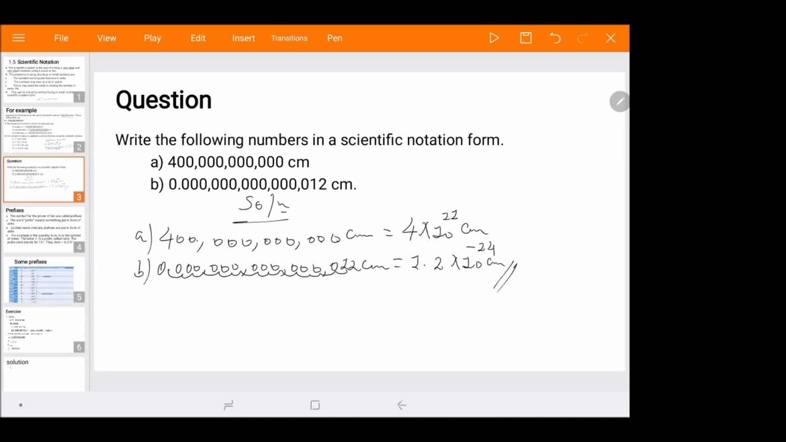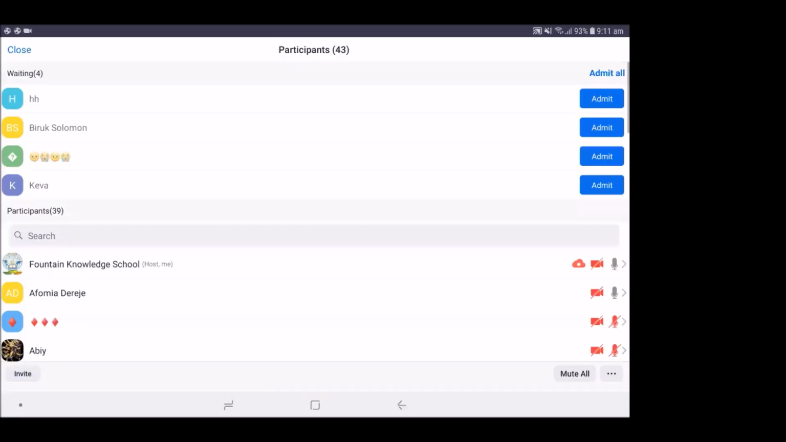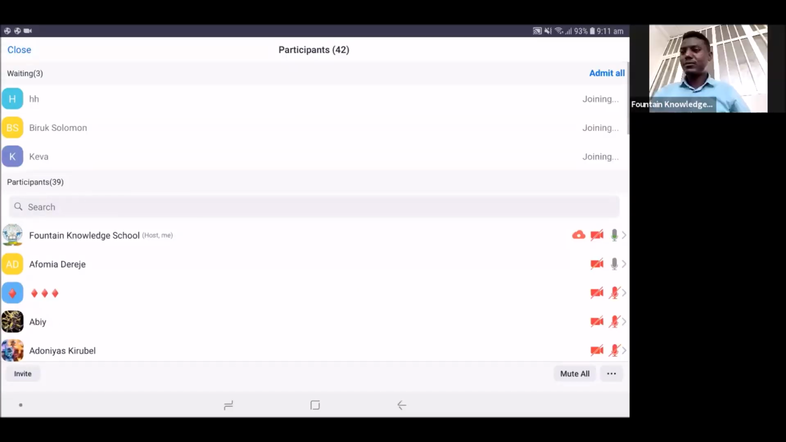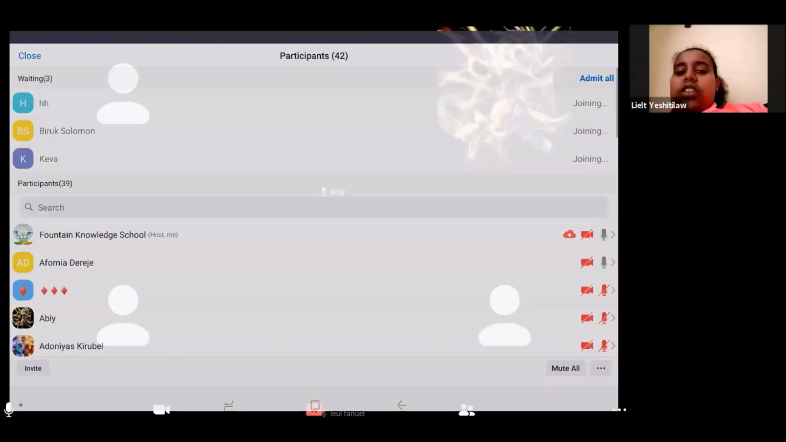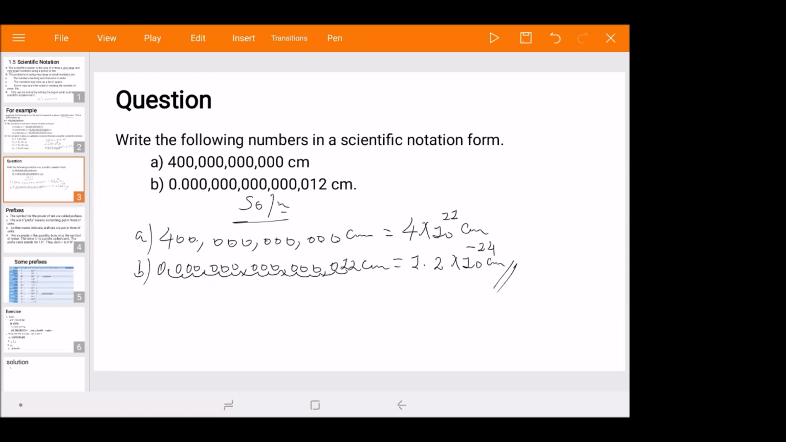So you can write any number which is given for you by using scientific notation. Have you seen? Do you have any question on this point?